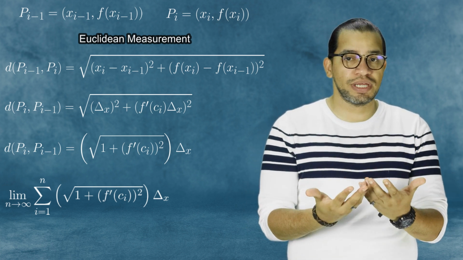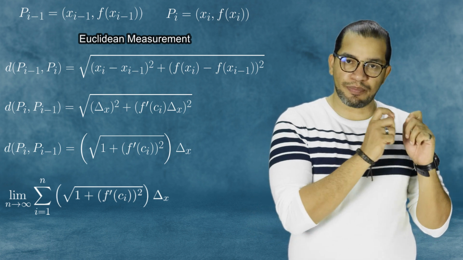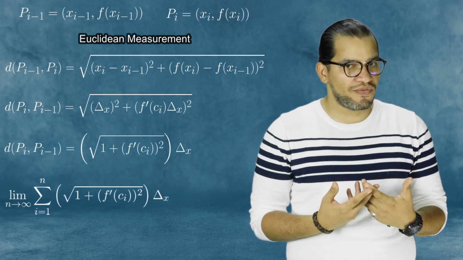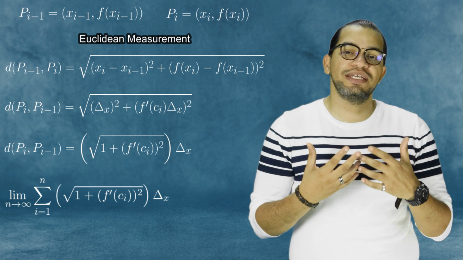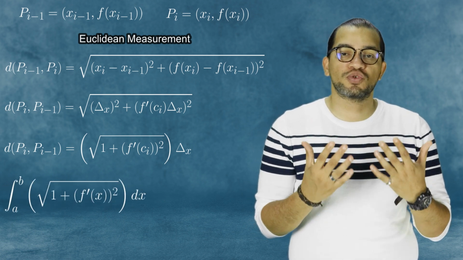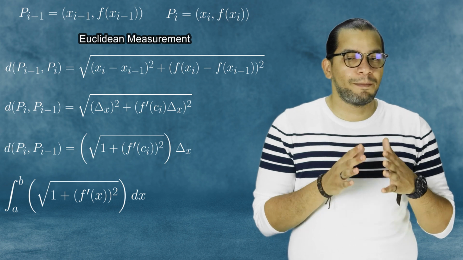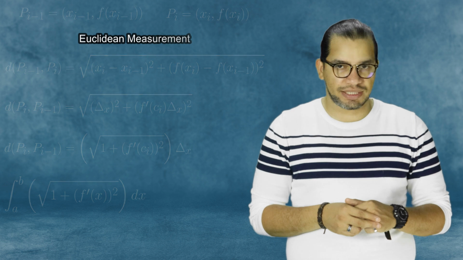Thus, for computing the length of the entire curve from the point (a, f of a) to the point (b, f of b), we need to do the integral from a to b of the square root of 1 plus f prime of x squared dx.